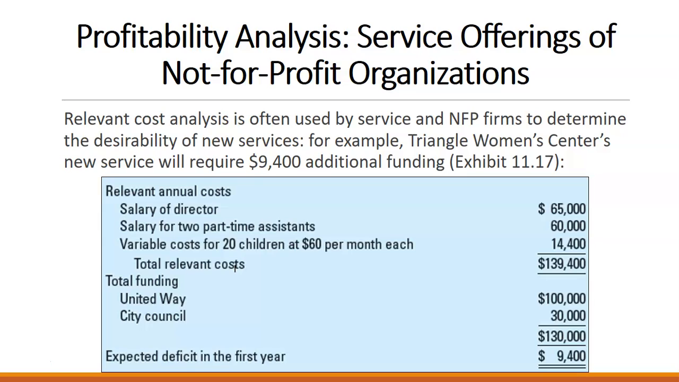We can also look at services. So we have the services relevant cost analysis can be used by service and not-for-profit firms to determine if we want to add new services. So we have a women's center that is looking at a new service that will require $9,400 in additional funding.